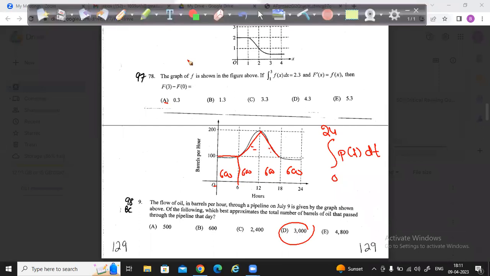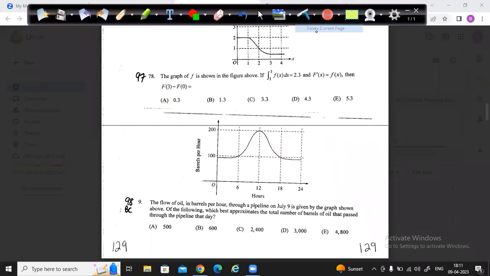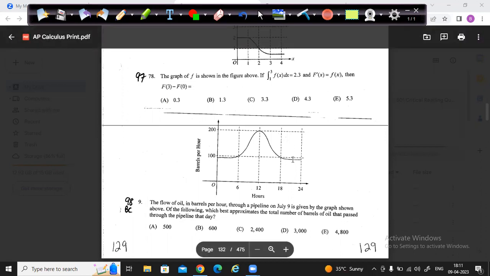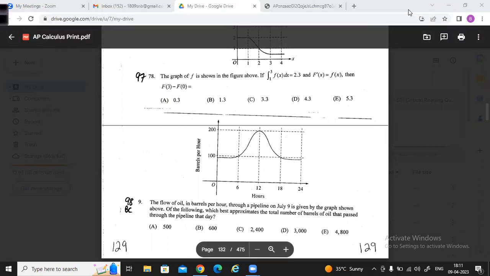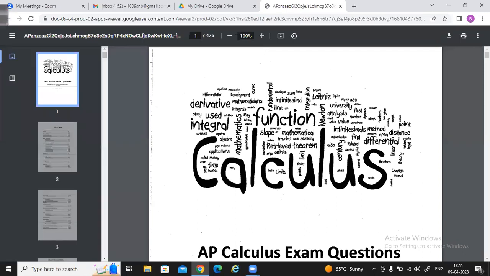Students who are worrying or who are not doing, please don't worry. There will be nothing. They're asking what is the total oil. So total is always integral. So you just need to find area under this curve, which will give you the answer as 0 to 24 area under the curve. Just find the area, you are going to get the answer.